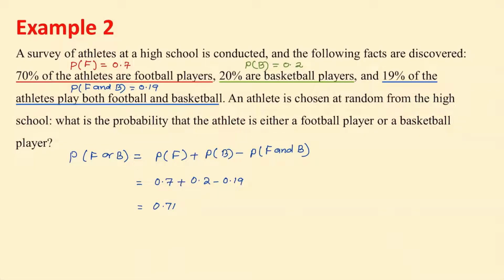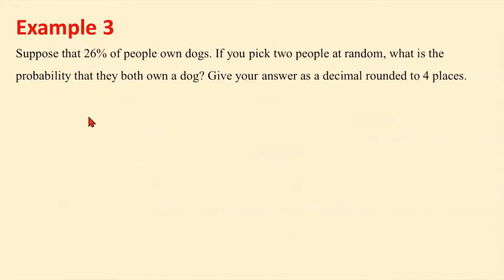Now let's move on to example 3. Here is example 3. Suppose 26% of people own dogs. So here you can see the probability that somebody has a dog is 0.26. So we can write this as the probability that someone has a dog is equal to 0.26. If you pick two people at random, what is the probability that they both own a dog?